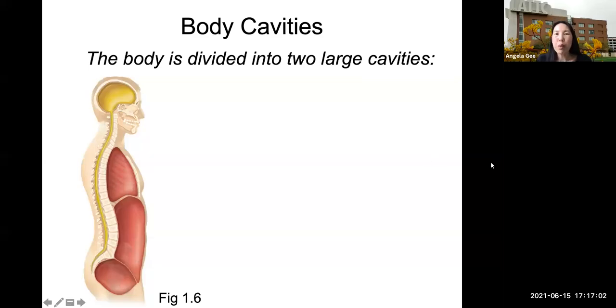We will now review body cavities. Cavities are spaces within your body that help organize certain compartments and their organs inside. We can look at the body, and there's actually two large cavities shown here in yellow and in red.